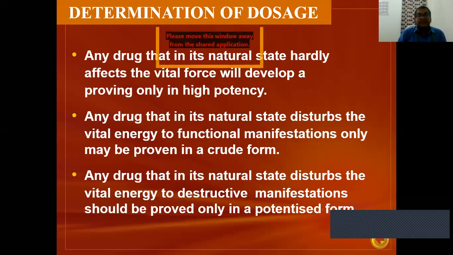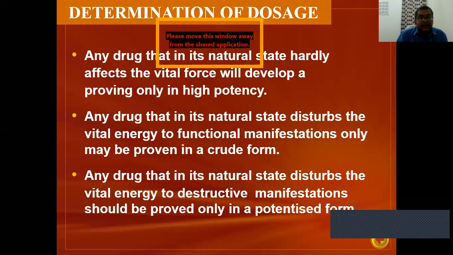Then any drug which in its natural state hardly affects the vital force will develop a proving only in high potency. Normally this proving is done in potencies. Because if it is in a material dose, not in a potentized form, then mostly it does not affect the body, or there is no proper proving process. Any drug that in its natural state disturbs the vital energy to functional manifestation can be proven in a crude form. Means if anything in crude form can affect your vital force, then that type of thing can be used for proving in a crude form.